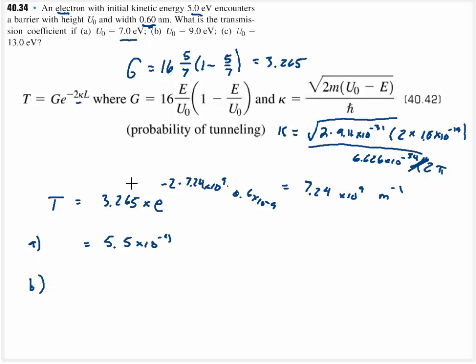For part B, as we increase the potential that it is incident upon, we would expect the probability to go down, and I'll spare you typing all that in. For part B, we're going to get 1.8 times 10 to the minus 5th, and for part C, we're going to get 1.1 times 10 to the minus 7th. So again, as we increase the height of the barrier, the transmission probability goes down.